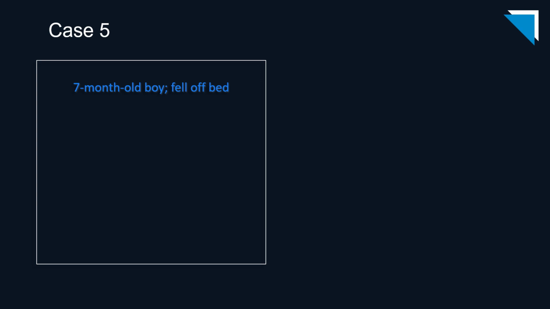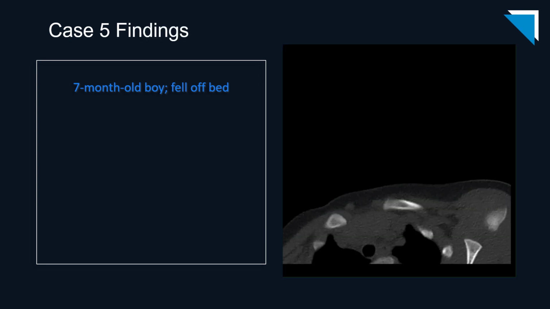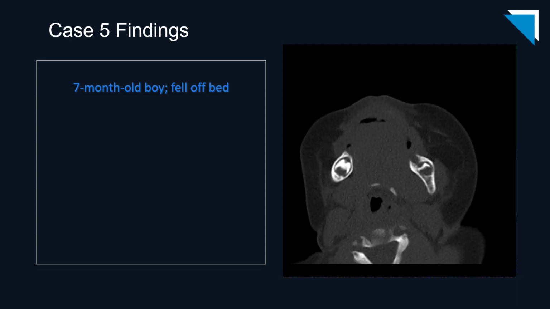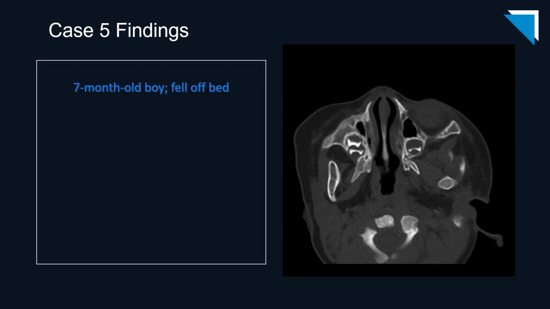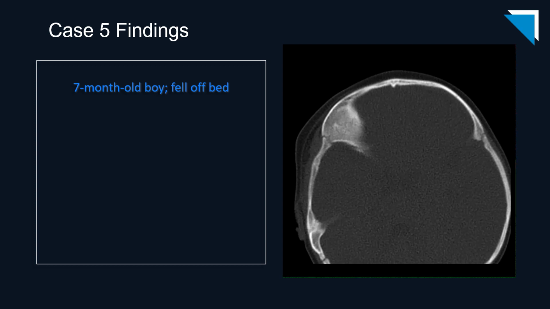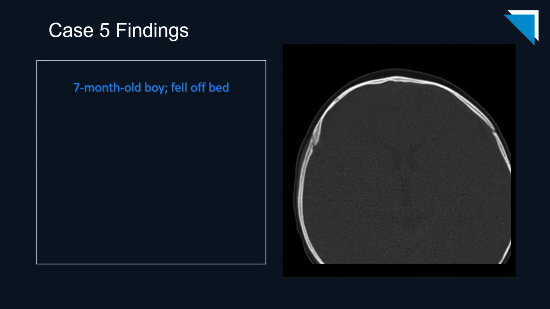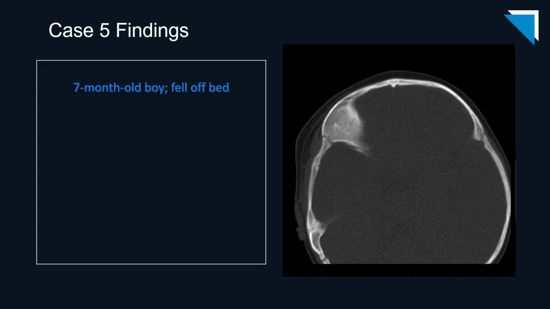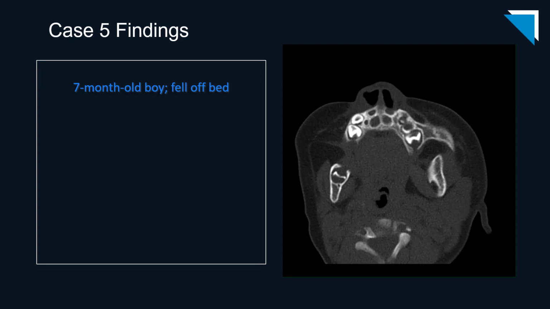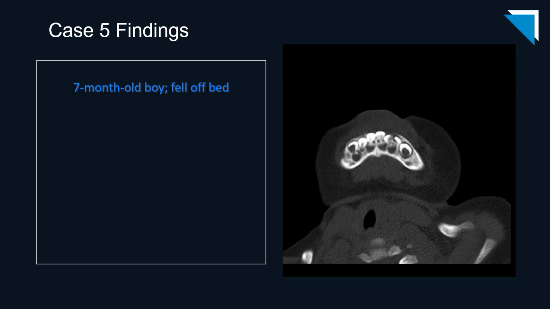Our next patient is a 7-month-old boy who fell off his bed. Here are the axial images from a CT scan of the face with the bone windows on. Of course, we're going to scrutinize all of the osseous structures, the paranasal sinuses, the orbital walls, the maxillary sinuses. Always a good idea on these cases to look for soft tissue swelling because it may alert you to the site of injury and a potential underlying fracture or other abnormality.